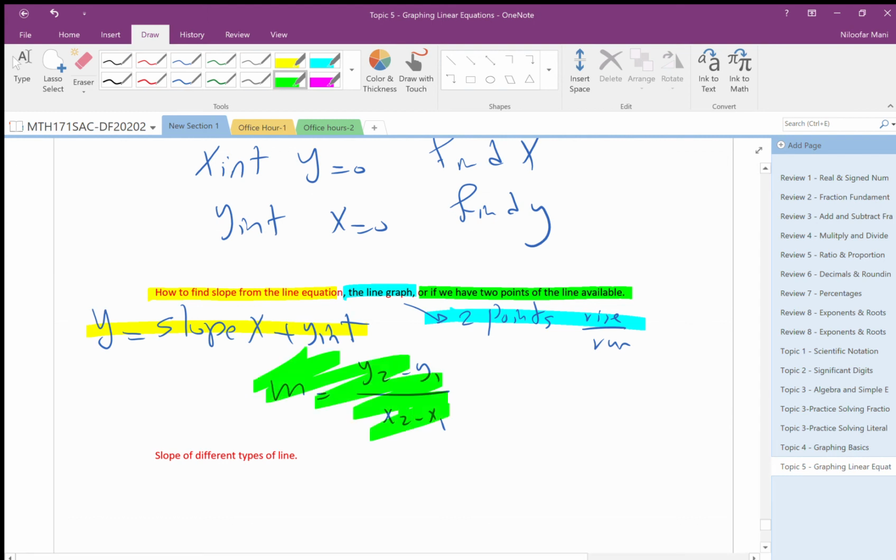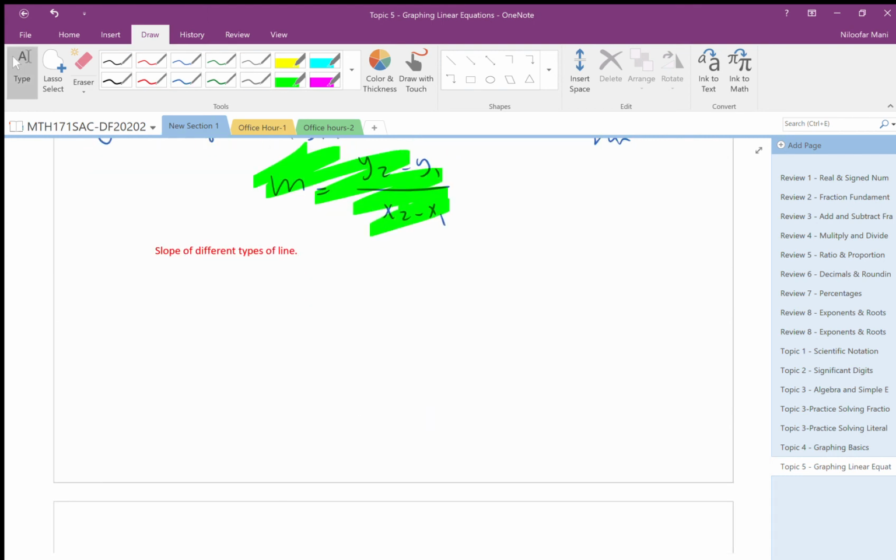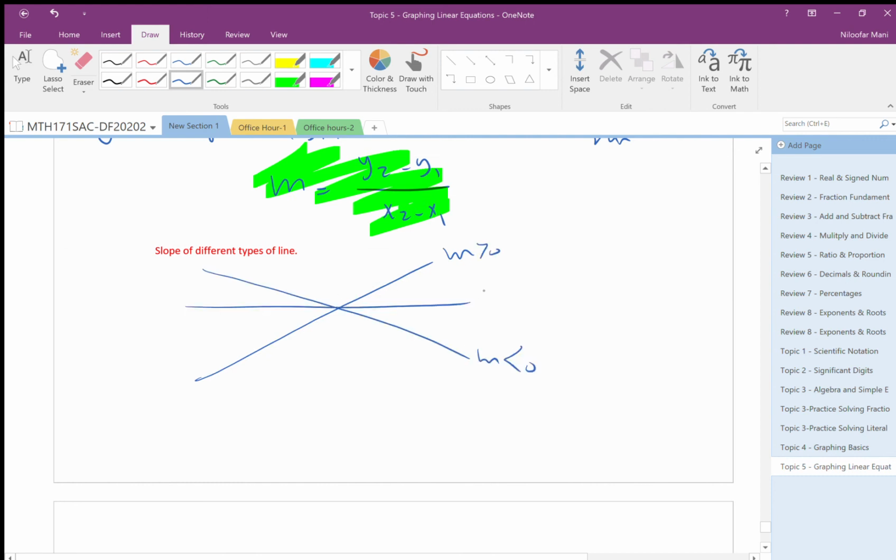Okay, so the slope of different types of line. If I have this kind, the slope is positive. If I have this kind, the slope is negative. If I have horizontal, the slope is 0. If I have vertical, the slope is undefined.